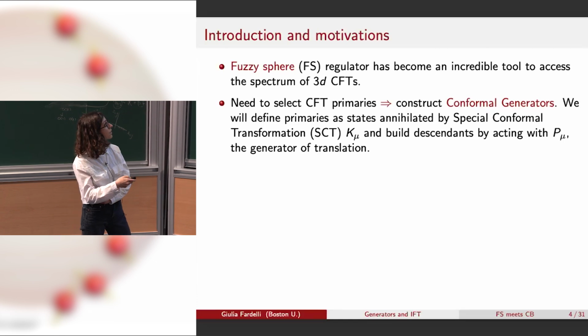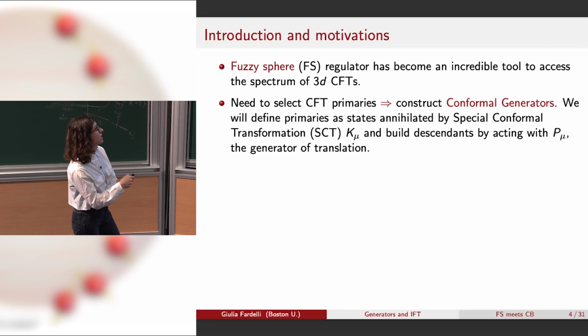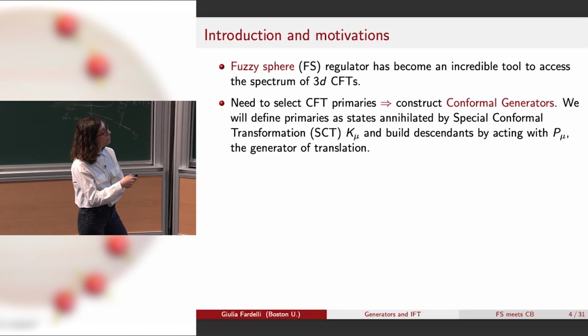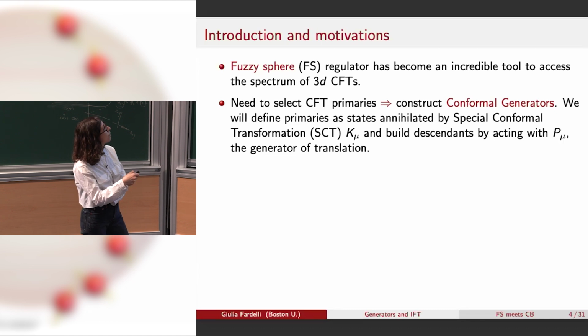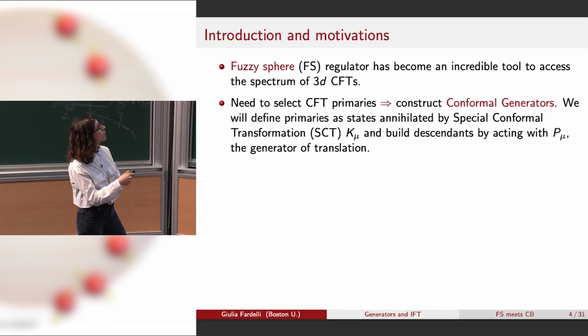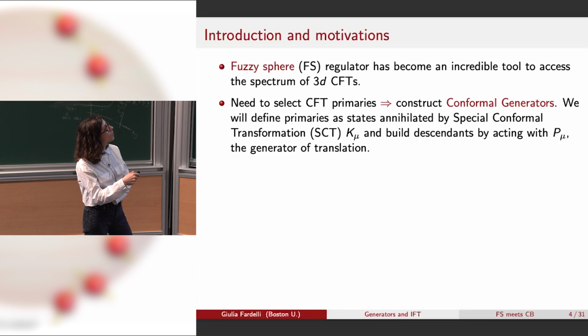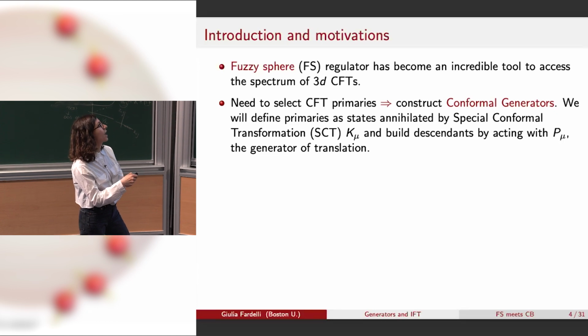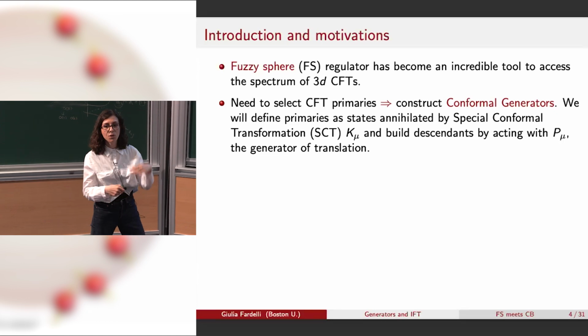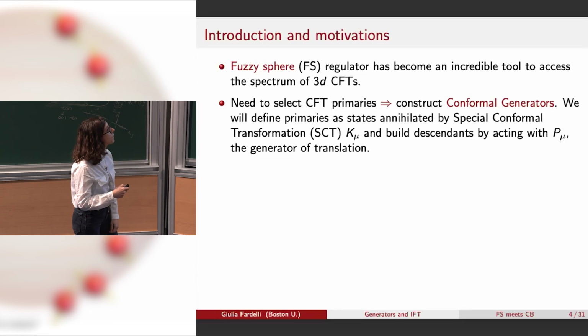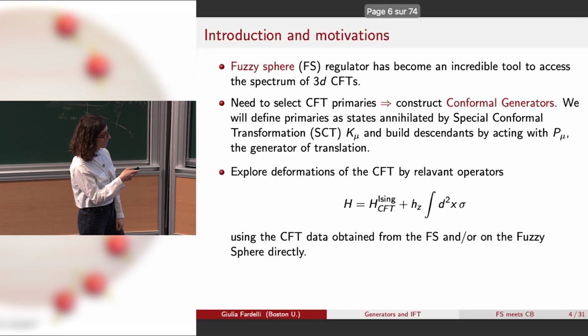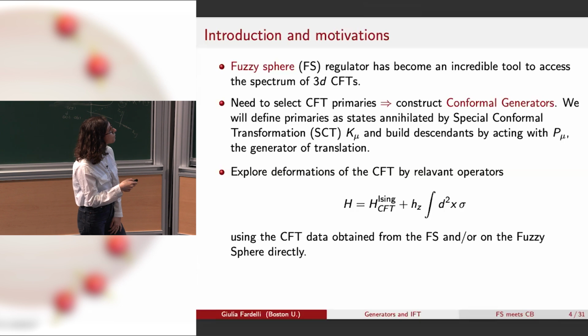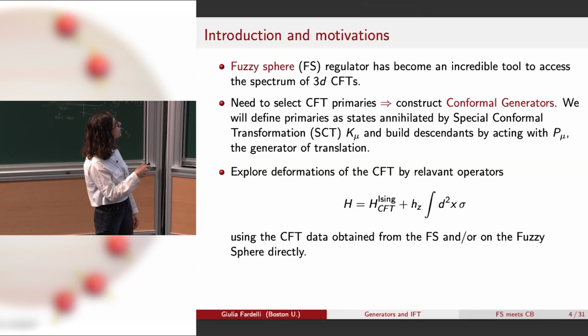And to do that, we try to construct conformal generators directly on the fuzzy sphere. In particular, we would like to define a special conformal transformation generator, K_mu, such that we will call primaries all the states which are annihilated by this K_mu. And then we can build the entire multiplet just by acting with the translation operator. And this is going to be the first part of my talk.